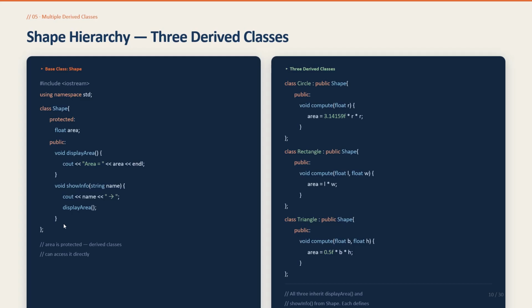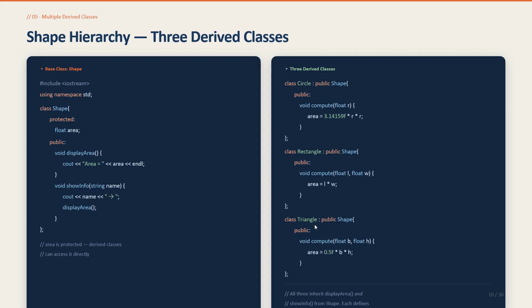Here is one such example for the shape hierarchy. Suppose shape is a base class, it contains a protected variable called area. It also provides some common functions like display area and show info. Now we derive three classes: circle, rectangle, and triangle. All three classes inherit shape. However, each class calculates its area differently.